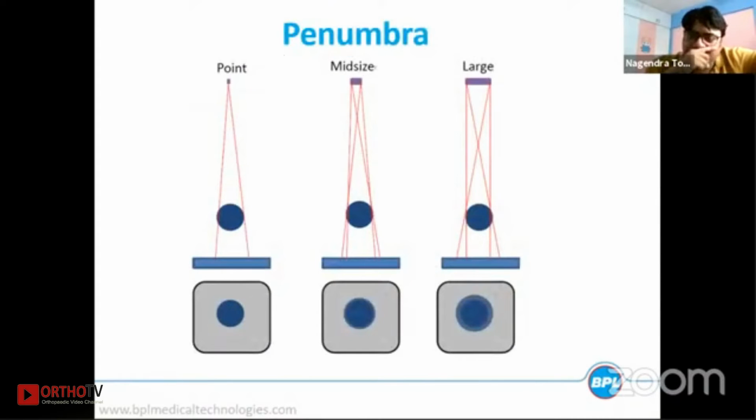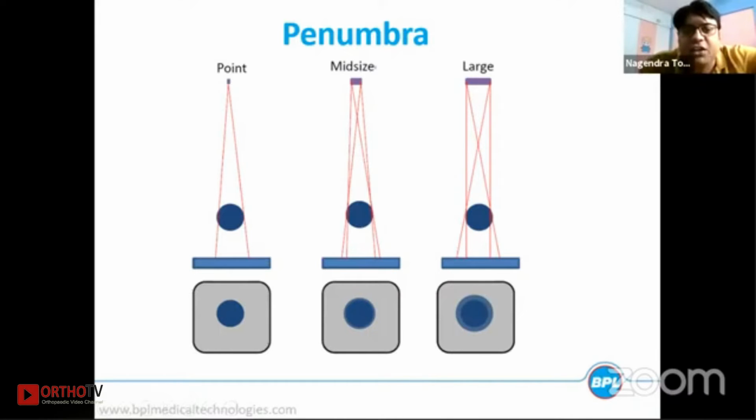Now, the penumbra effect. I'm sure that you are all aware of the penumbra effect. Let's say these points are a light source. If your source is very small, and this round icon is, let's say, the object, and this is the screen, you will get a very sharp image. If you make the source bigger, you will have a kind of double edges, and if it is even bigger, then you will again have more prominent double edges.